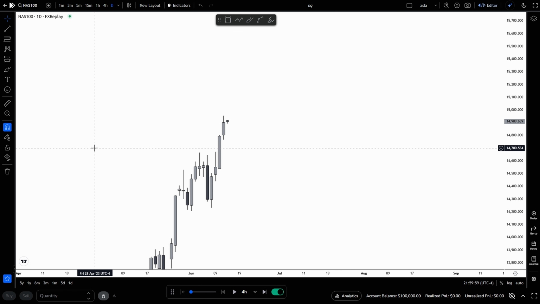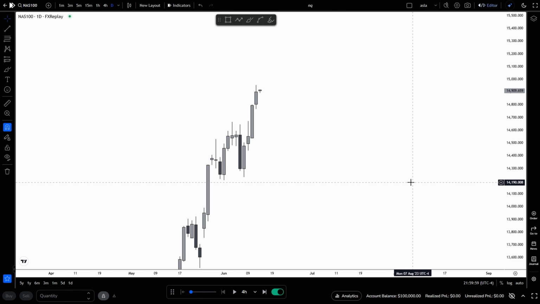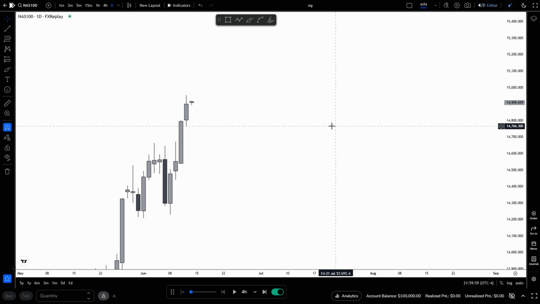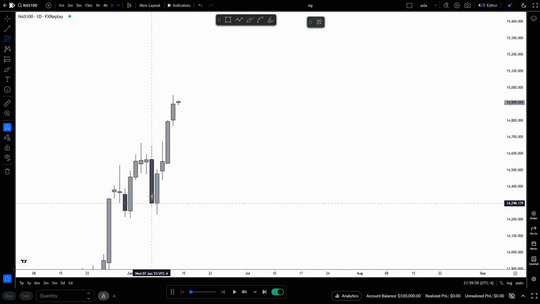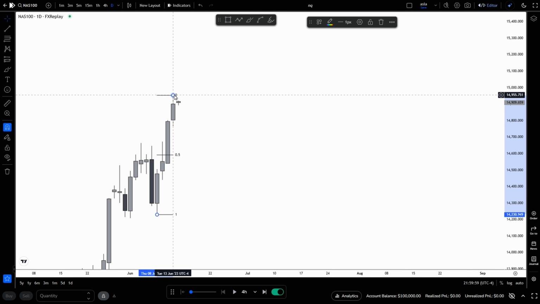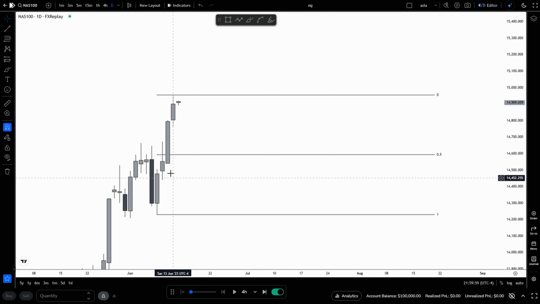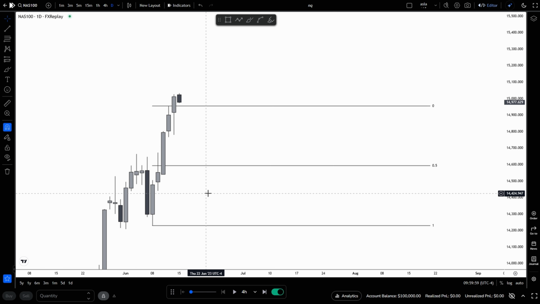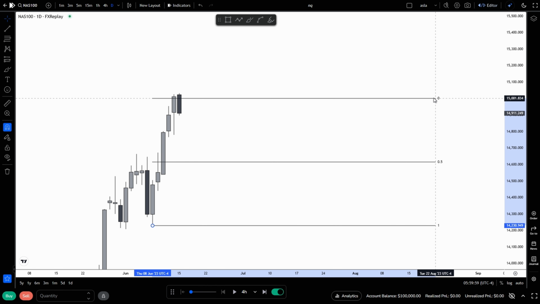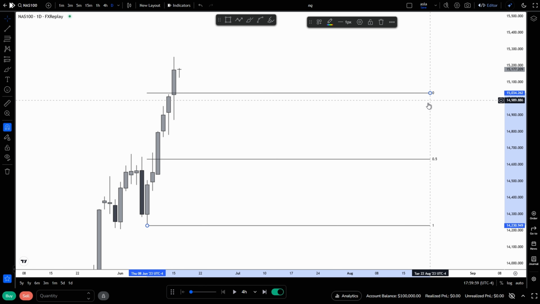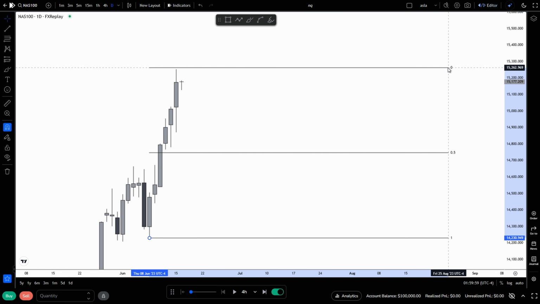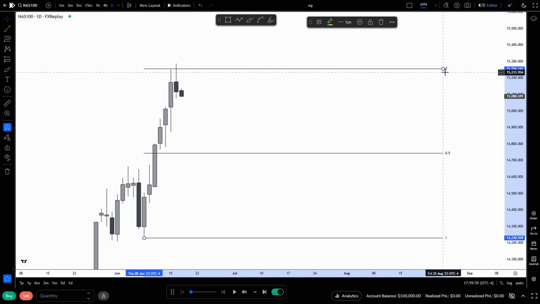For this first example, we are going to take a look at NASDAQ on the daily chart. The first thing we want to do is identify a range, because everything starts from understanding the range. So if you look at the chart, we can clearly see that we have a swing low right here. And from that low, price starts to leg up. So what I want to do is mark out my range from that low up to the high that price is forming.